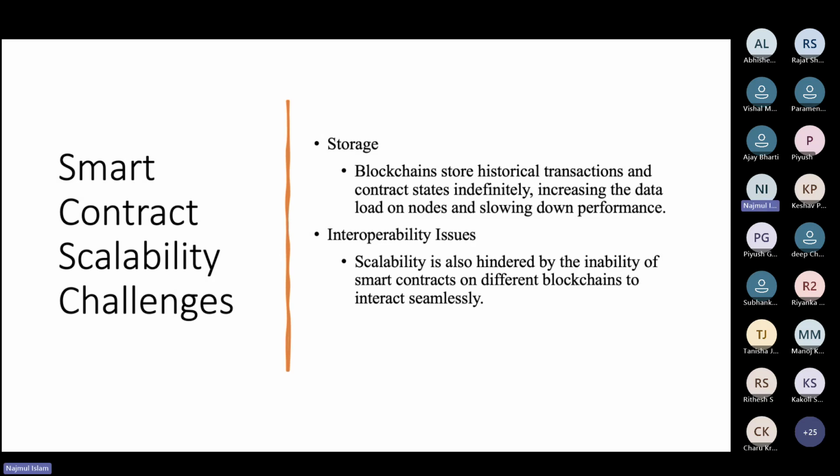And then storage, you also talked about storage. Blockchains store historical transactions and contract states indefinitely, increasing the data load on nodes and slowing down the performance. The data is just going big and bigger. Interoperability is also a scalability challenge because of the inability of smart contracts on different blockchains to interact seamlessly. We have also talked about it. So these are the major smart contract scalability challenges.